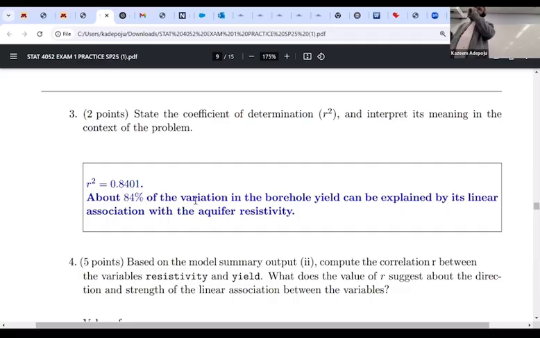There's 100% variation in the response. How much of the 100% was the model able to explain with what I'm showing you now? It means the model was able to explain 84%. Then the remaining 16% is believed to be explained by variables that we don't consider in the model.